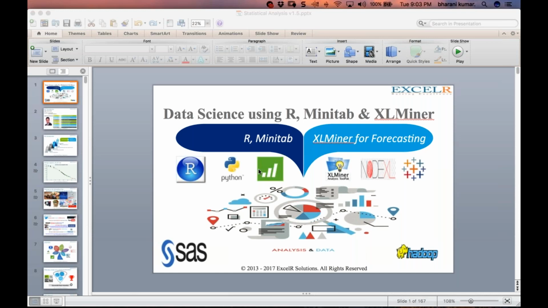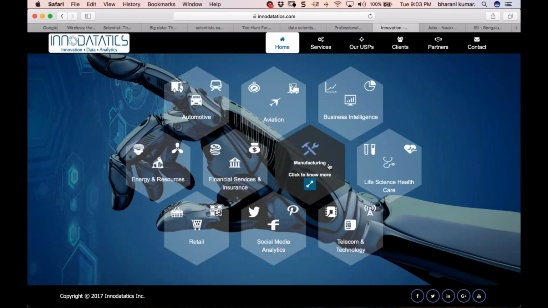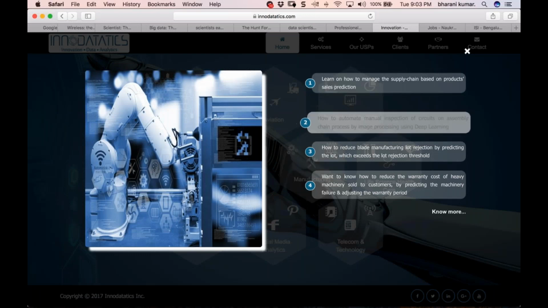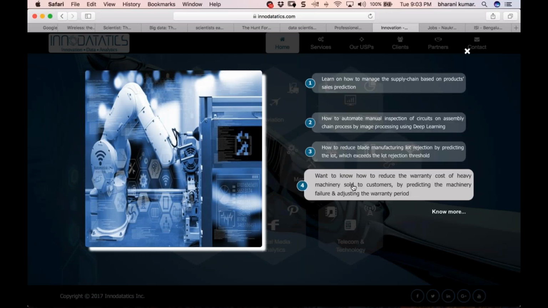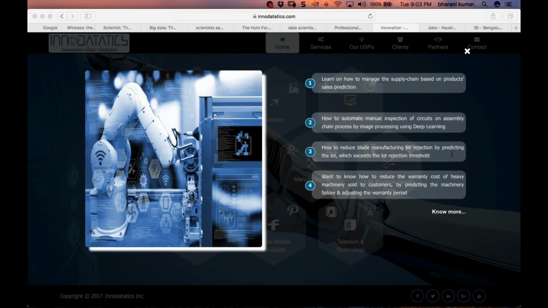Shobit says, being a chemical engineer with manufacturing experience of 11 years, how will data science help to groom? Okay, so if you're thinking about manufacturing, all I would say is just go to InnoDataTix and go to manufacturing and read these 4 case studies, and you will be able to appreciate. We have done a lot of projects for various clients, but I think it'll be better if you read this because it is very, very relevant to the manufacturing space.